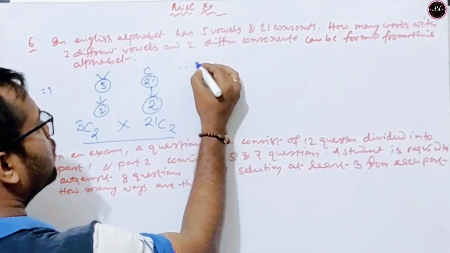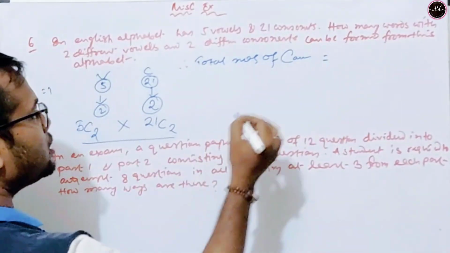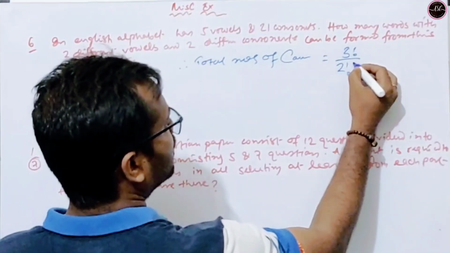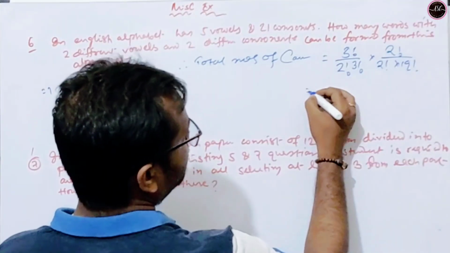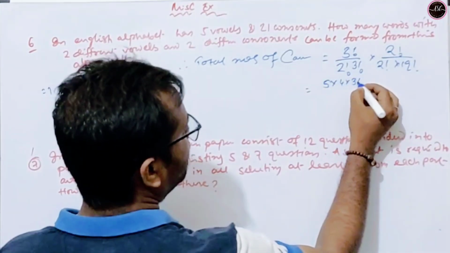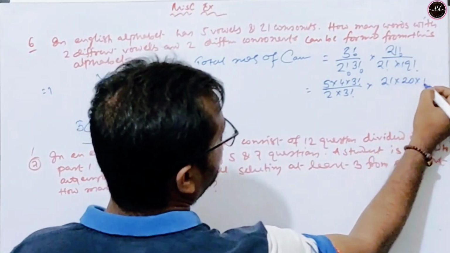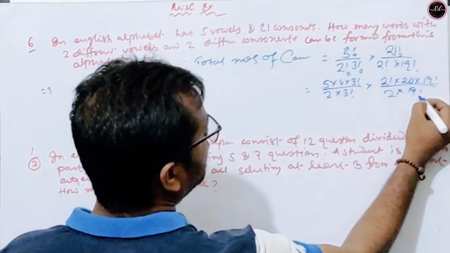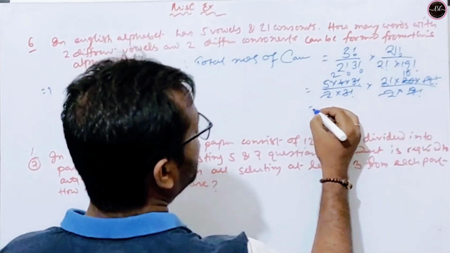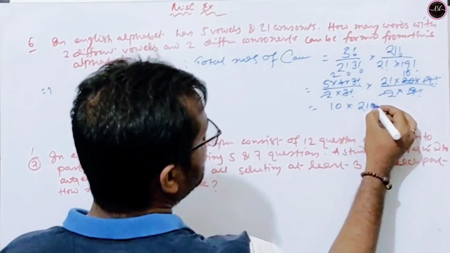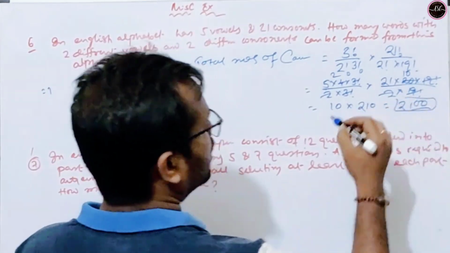So the total number of combinations equals, just solve this, 5 factorial divided by 2 factorial into 3 factorial, and here 21 factorial divided by 2 factorial into 19 factorial. That means 5 into 4 into 3 factorial divided by 2 into 3 factorial, and here 21 into 20 into 19 factorial divided by 2 into 19 factorial. Just cancel this out, and here we have 10, that means 10 into 210 equals 2100. Okay, so we get the total number of combinations.